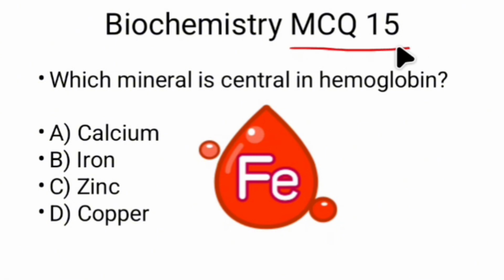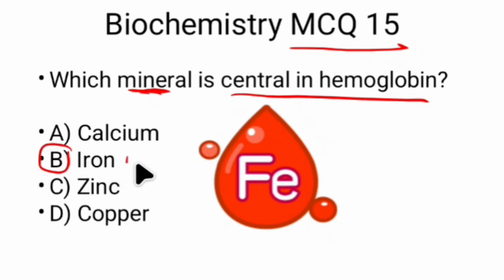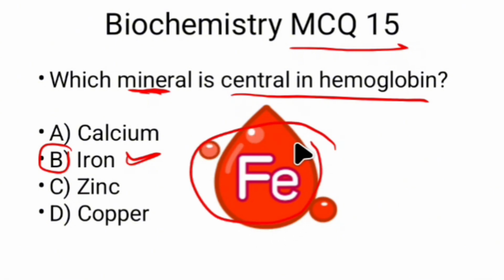Question number 15. Which mineral is central in hemoglobin? Correct option is B. Iron is a central mineral in blood.